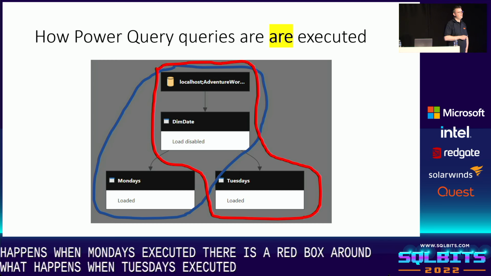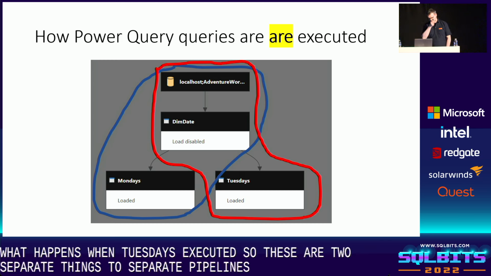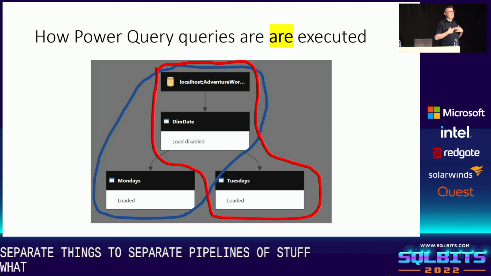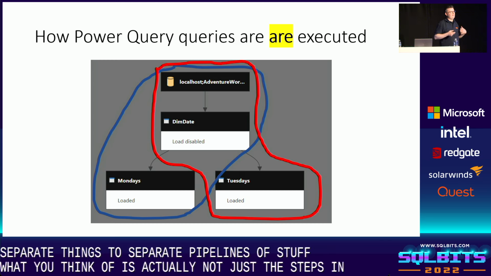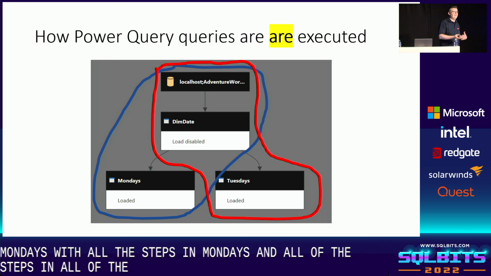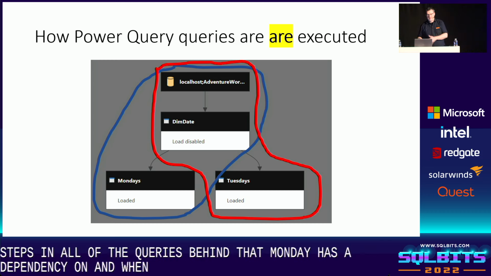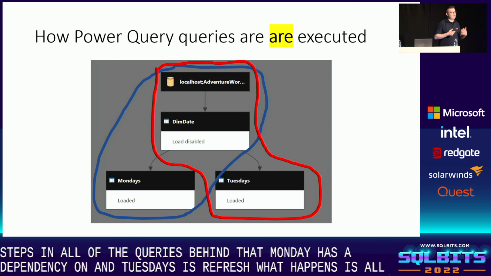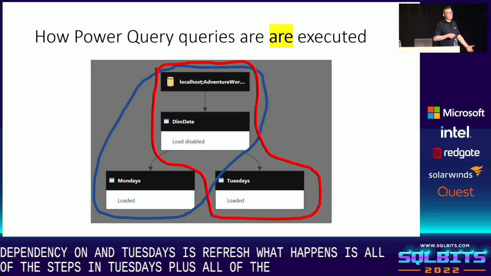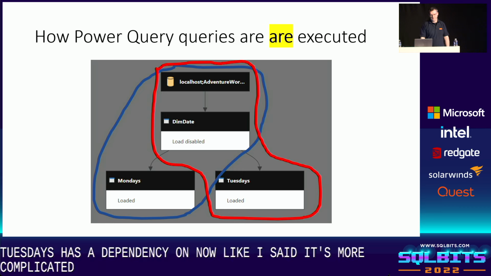So these are two separate things, two separate pipelines of stuff. And in fact, when Mondays is executed, what you think of is actually not just the steps in Mondays, but all of the steps in Mondays and all of the steps in all of the queries behind that Mondays has a dependency on. And when Tuesdays is refreshed, what happens is all of the steps in Tuesdays plus all of the queries that Tuesdays has a dependency on. Now, like I said, it's more complicated, but we're going to build up to what happens.